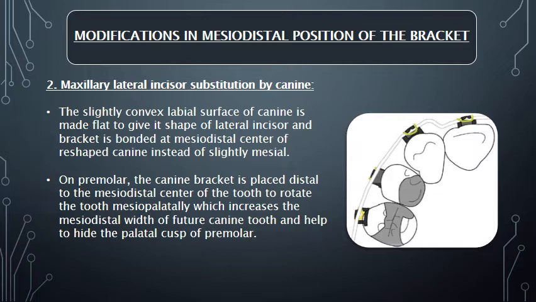Number 2, maxillary lateral incisor substitution by canine. The slightly convex labial surface of the canine is made flat to give it the shape of the lateral incisor, and the bracket is bonded at the mesiodistal center of the reshaped canine instead of slightly mesial. On the premolar, the canine bracket is placed distal to the mesiodistal center of the tooth to rotate the tooth mesiopalatally, which increases the mesiodistal width of the future canine tooth and helps to hide the palatal cusps of the premolar.